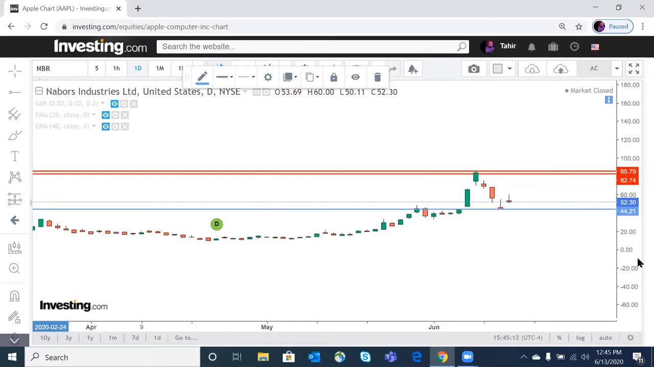Although there is a chance that you will see the price opening either at the same level or at a gap down opening again tomorrow.